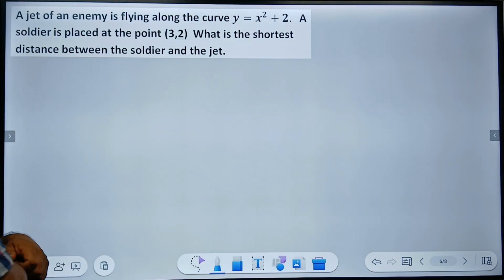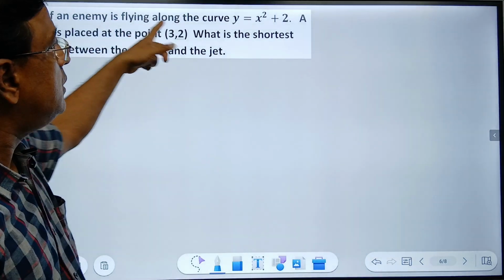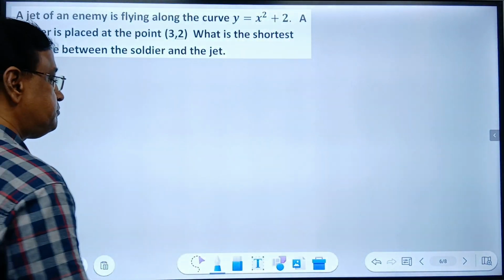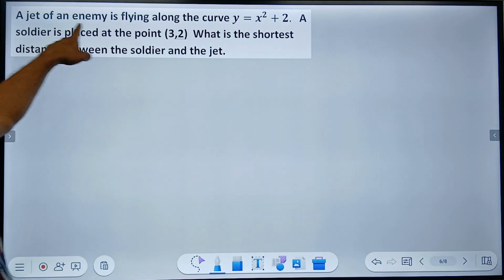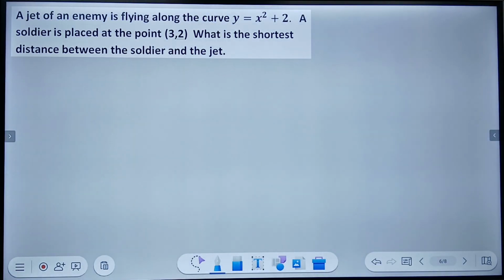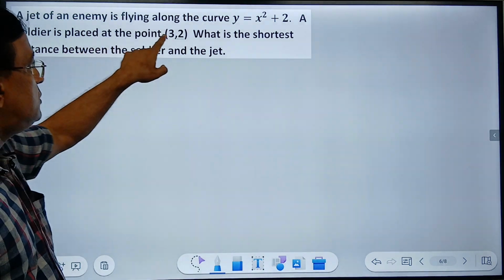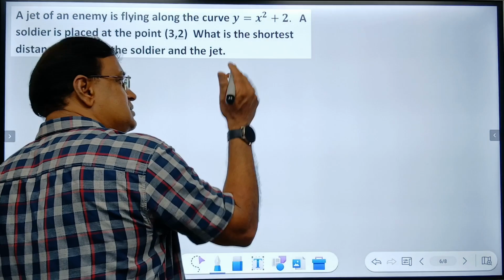Okay. This is similar to the previous one, but it becomes a little bit more complicated because of this plus 2. How it gets complicated, we will see. Now, what is the question? An aeroplane is flying along the curve y equal to x squared plus 2. I have to find a point on the curve which is nearest to (3, 2). Okay, so that's the question. I've just told you.